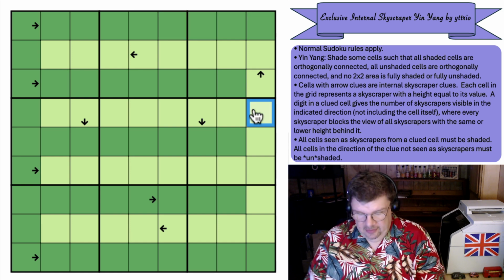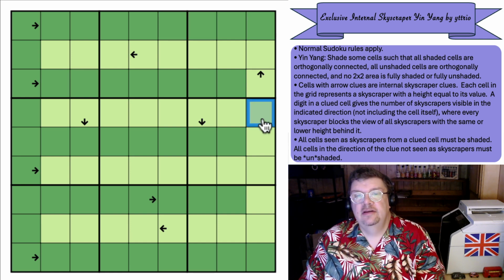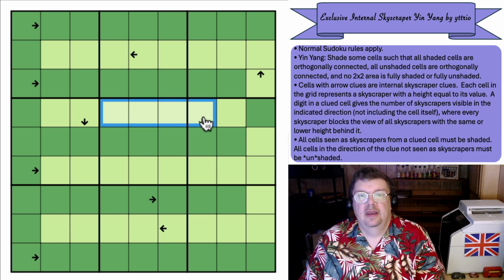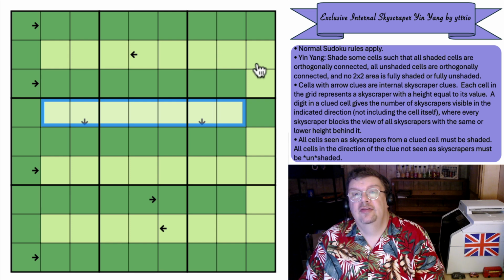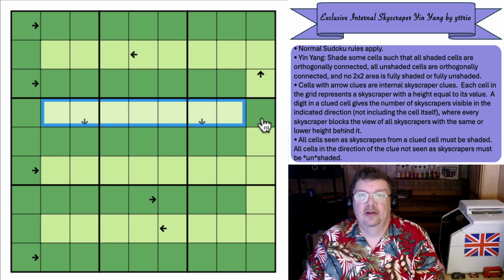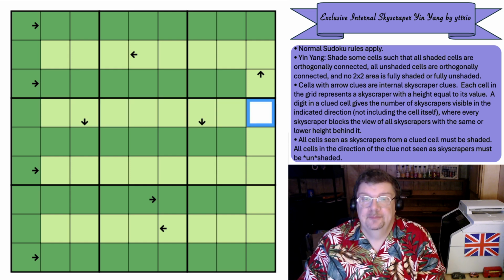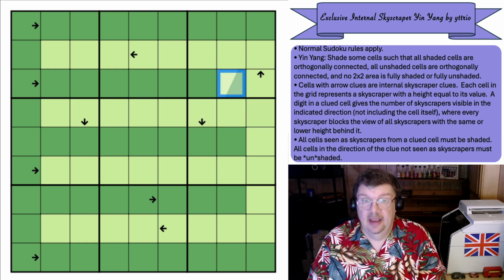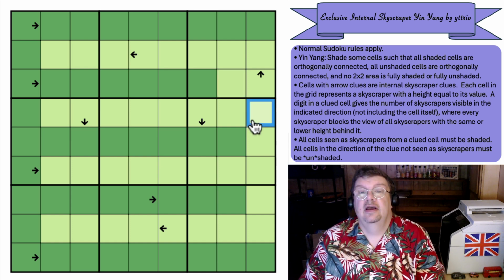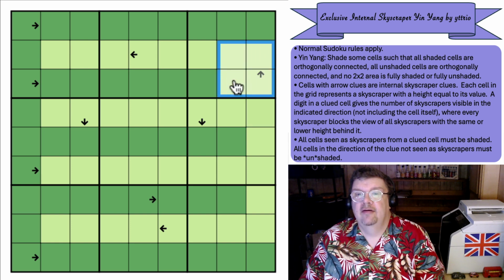If I had this one as shaded instead of unshaded, then this would not be orthogonally connected and so would not match the requirement. And this section of unshaded would not connect to the other unshaded cells orthogonally. Additionally, if I had that arrangement, then that would also not work because I would have a 2x2 area of unshaded cells.